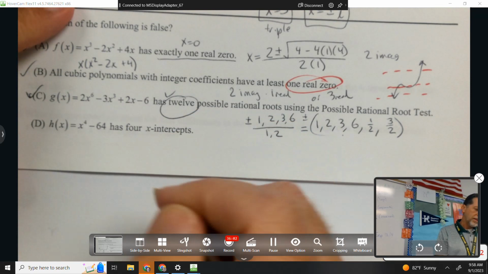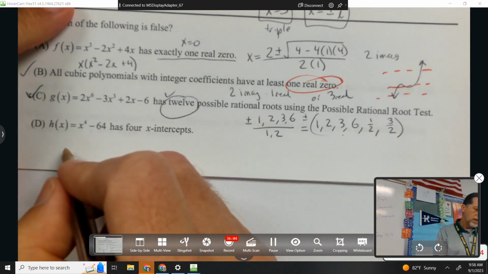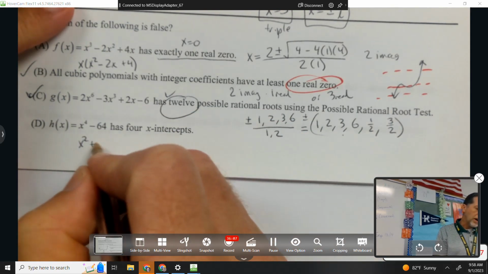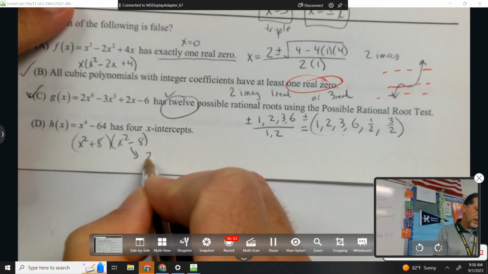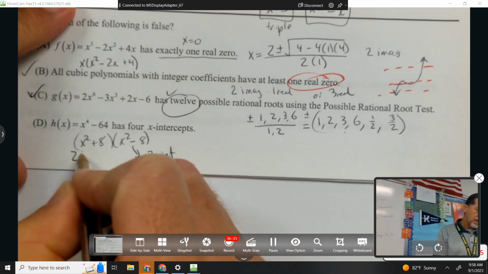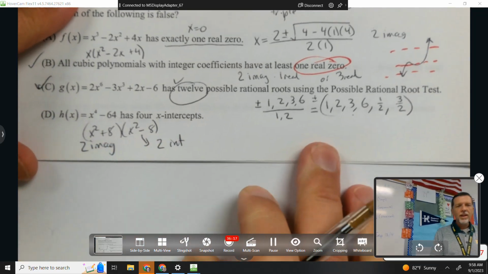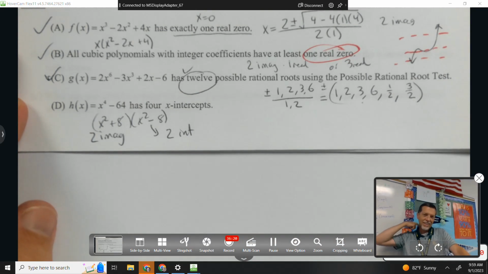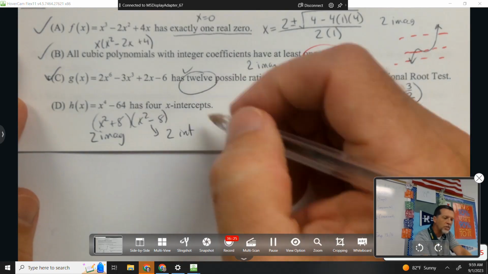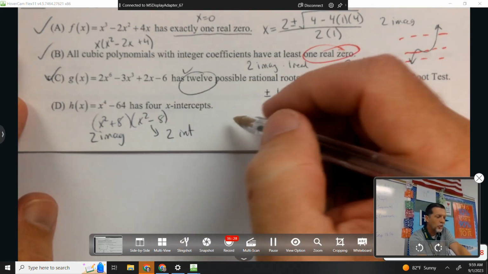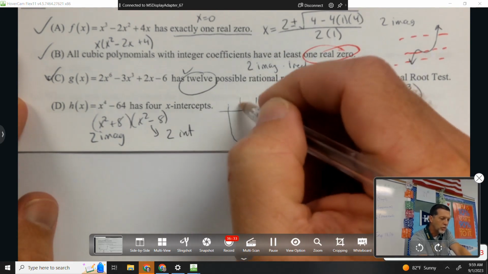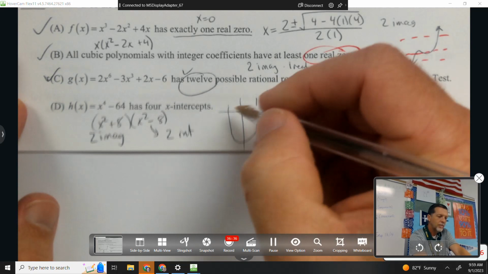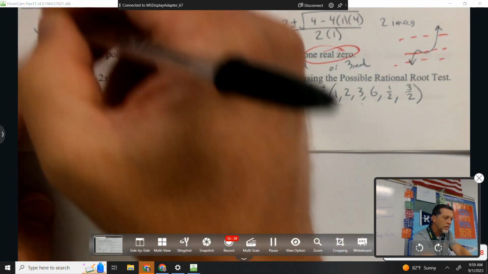X to the 4th minus 64. So yeah, you could do it that way. X squared plus 8, X squared minus 8. X squared plus 8 is going to lead to imaginary. X squared minus 8, you'll get 2 intercepts. I don't know exactly what X to the 4th looks like, but it looks a lot like X squared, and minus 64 just pushes it way down, so it has 2 X intercepts. So D is it.